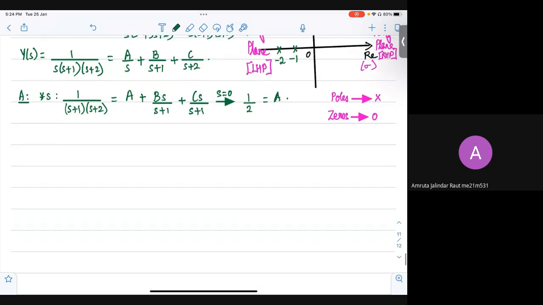All right. So the terms involving b and c will go to 0, because we have s in the numerator. When we substitute s equals 0, they vanish.